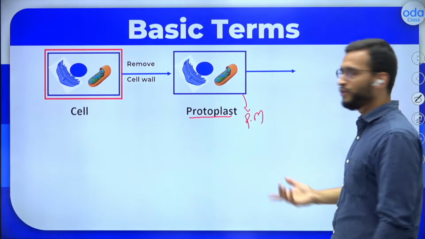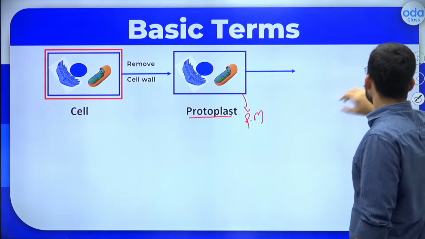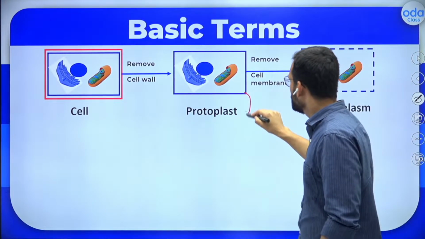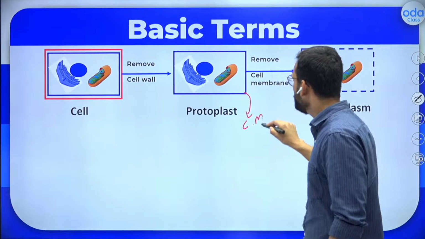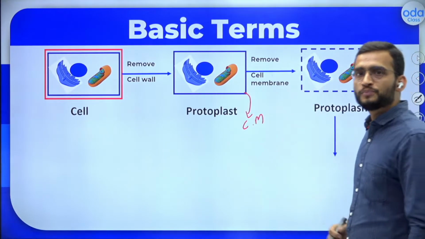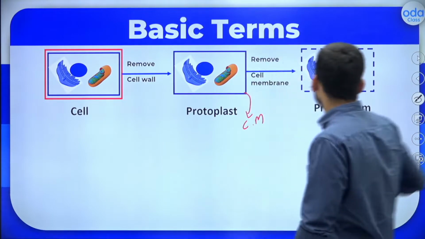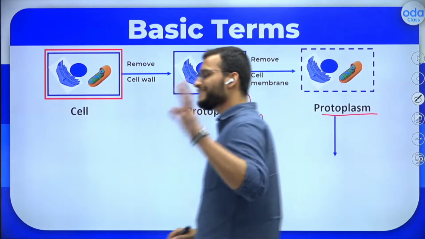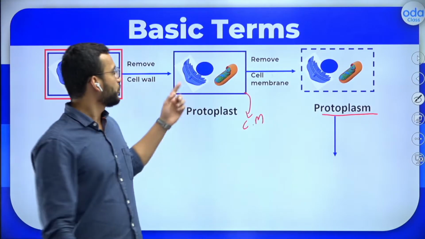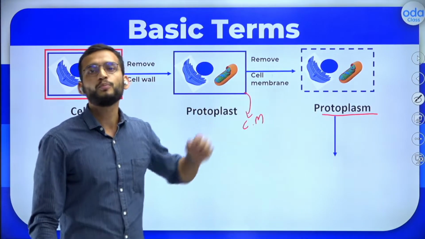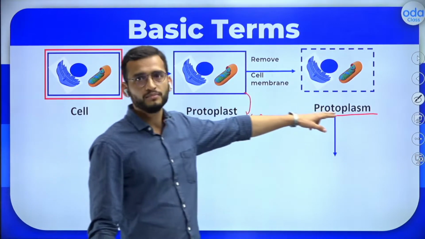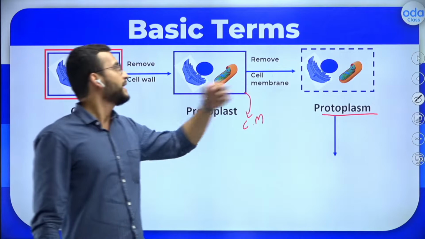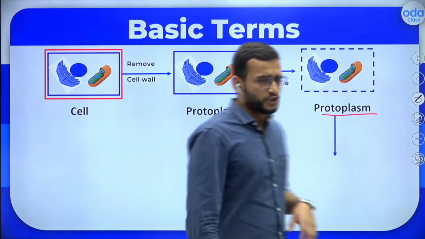Now let us find out what I'm going to remove from this. I am removing the cell membrane now. This is the CM or PM. I'm removing that also. What do I have? I will be having the protoplasm now. So I guess you are clear about these two terms now, protoplast and the protoplasm. In the protoplasm, you will not have the cell membrane also. Cell membrane is absent in this case. So what is remaining?